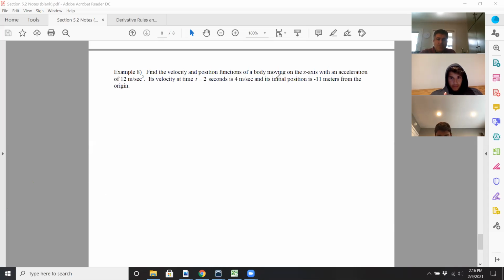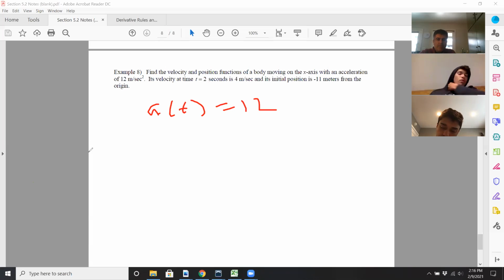Find the velocity and position functions if your acceleration happens to be just 12. Sorry, if your velocity at t equals 2 is 4 meters per second, and your position is -11 meters also at 2 seconds. It's 11 meters from the origin. Got it. Okay, so here's the deal. A of t equals 12.